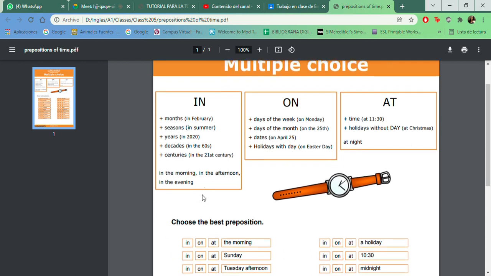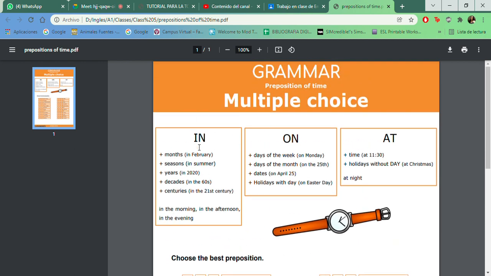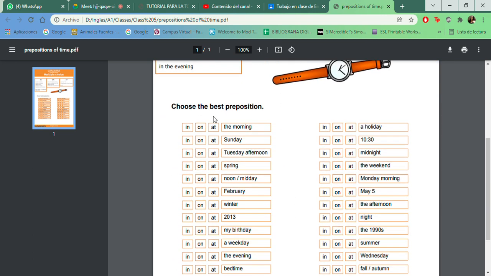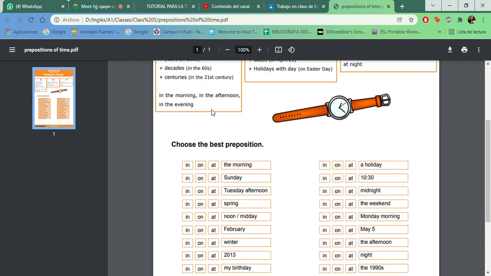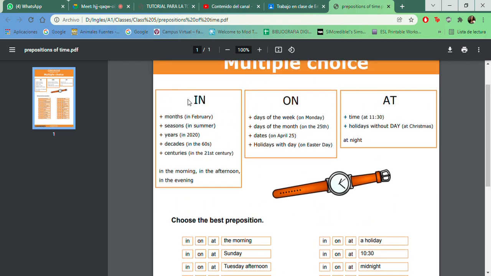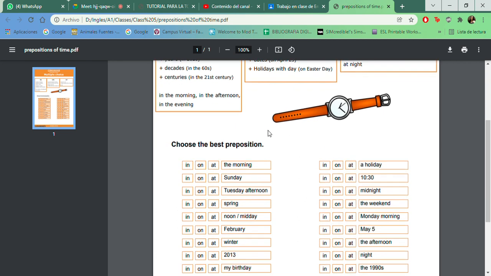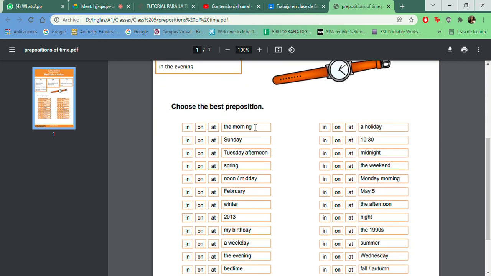Right. So here we have the exercise. Remember in, on, and at. And here you have to choose the best preposition. With in, we have some exceptions that we are not going to talk about this class. Hay algunas excepciones que no las vamos a ver. Les voy a decir la respuesta correcta, pero no lo hemos visto. Okay. So let's see. In this case, we have in, on, and at. So who wants to start? Each of you answers a question. Cada uno responde una. In the morning.